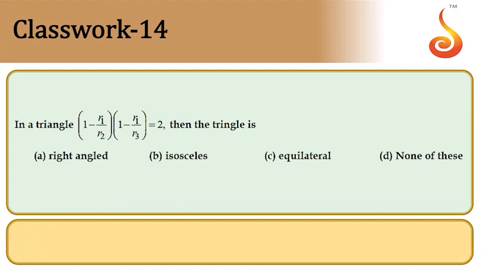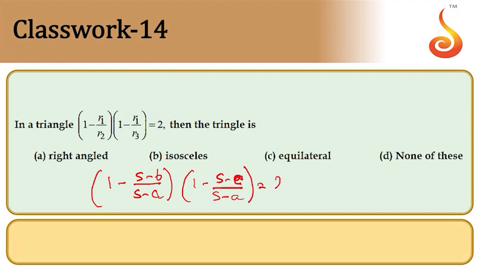Question number 14. 1 minus r1 by r2, 1 minus r2 by r3 is equal to 2. Just substitute the values, you get the required answer. 1 minus r1 by r2 will give you S minus B by S minus C. S minus A, sorry. This is 1 minus R1 by R3, we get S minus C by S minus A is equal to 2.